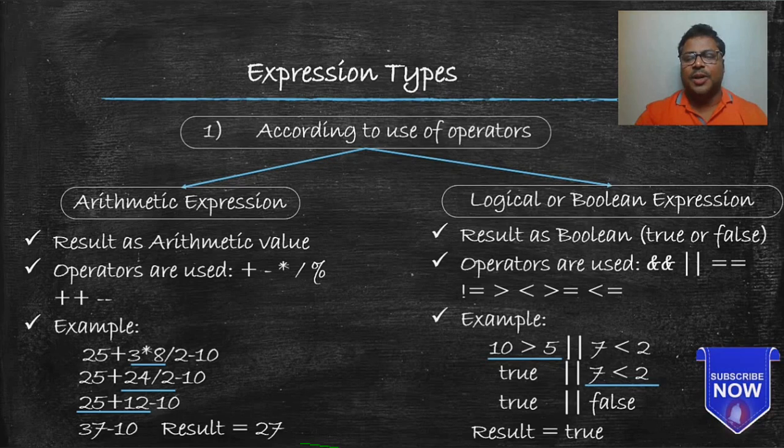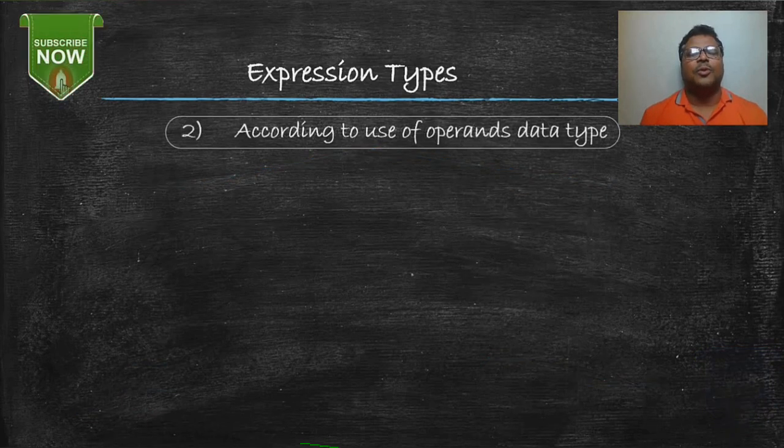So 10 greater than 5 is true, or 7 less than 2 gives false. So true or false, the resultant value will be true. So this is a boolean or logical expression. Now we go for the second one, which is according to the use of operands' data type.